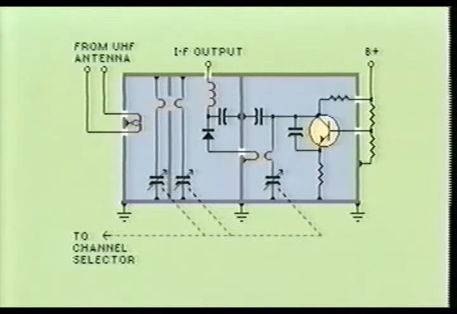Also notice the electromagnetic coupling between the oscillator stage and the mixer diode. The capacitors mounted on the metal enclosure are used to reduce unwanted AC frequencies. Now let's see how this circuit works.